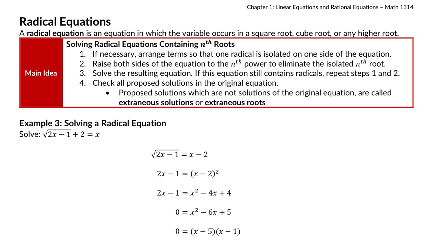The second type of equation that we're going to solve in class today is a radical equation. A radical equation is an equation in which a variable occurs in a square root, in a cube root, or any higher root, like fourth or fifth root. Here are the steps. If necessary, arrange the terms so that one radical is isolated on one side of the equation.